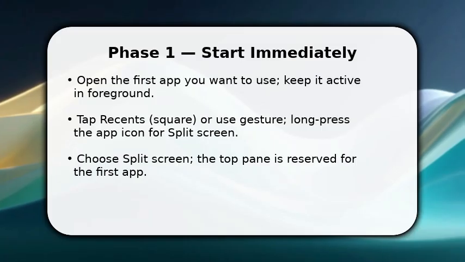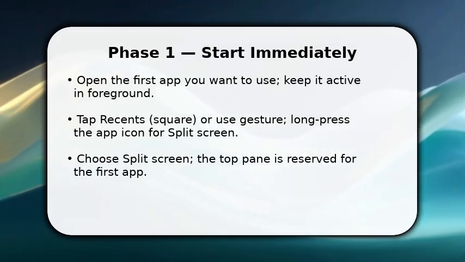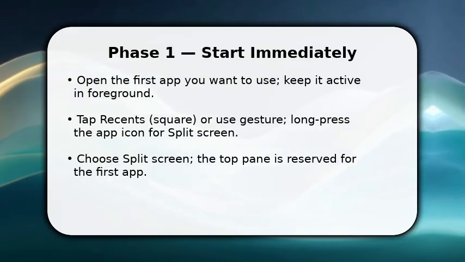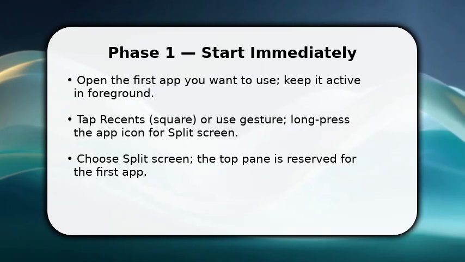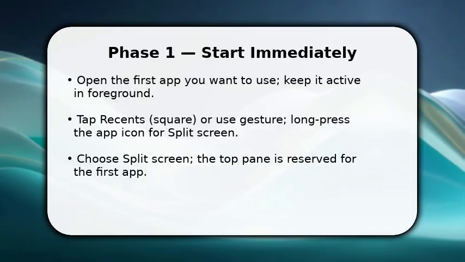You start now, open the app you need, then access Recents or use the gesture bar. Once the app appears, long press its icon and select Split Screen. This places that app in the top pane. Do this because it pins the first app immediately, preventing accidental app swaps.